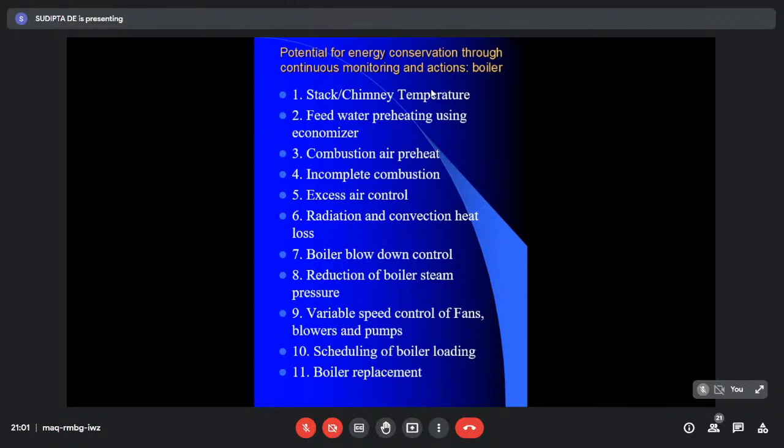Proper monitoring of excess air is a critical parameter for boiler performance.